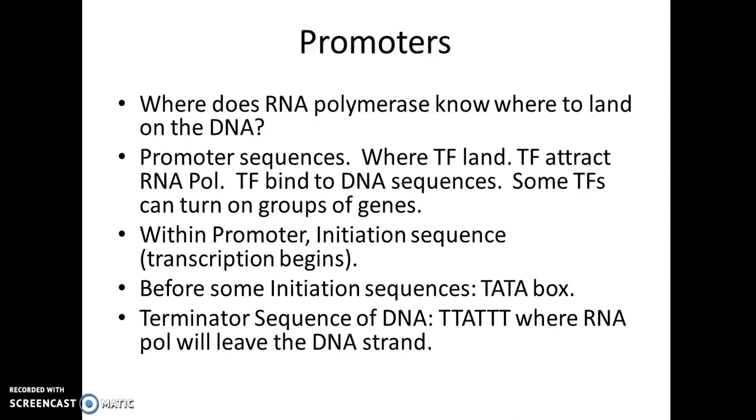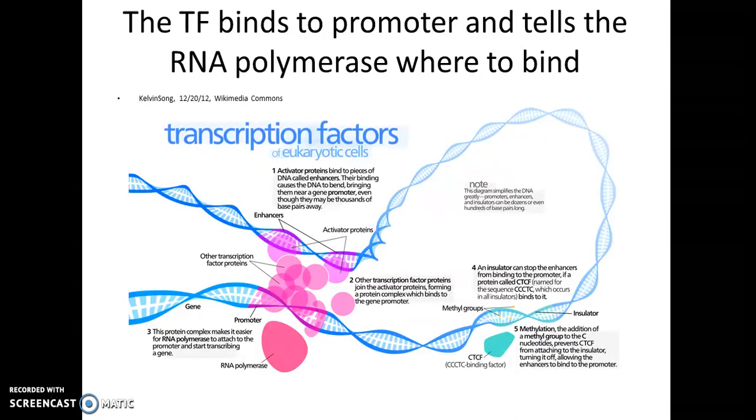Now, transcription starts at the initiation sequence. Before that, you have the TATA boxes. RNA polymerase will stop at the TTA-TTT DNA sequence. So here is a picture talking about that. We're talking about enhancers, but we'll talk about that later. Here's the promoter, and we have the transcription factor here. RNA polymerase looks for this big thing, binds, boom, and produces an RNA molecule.